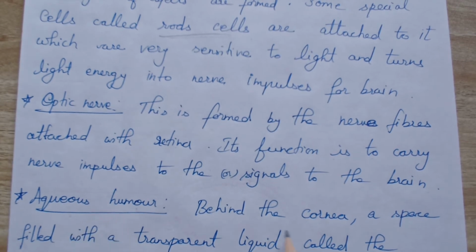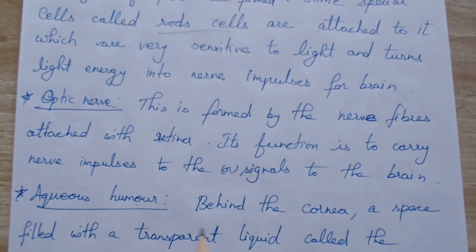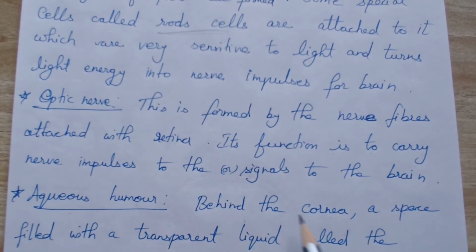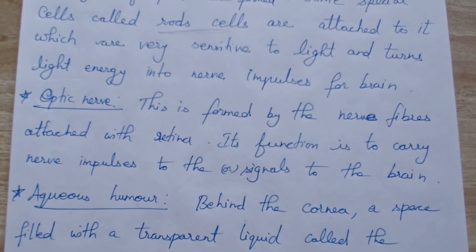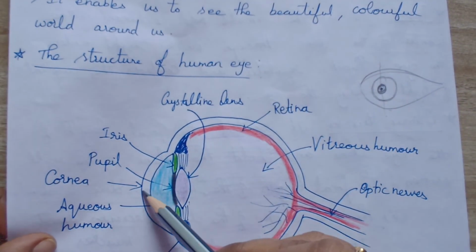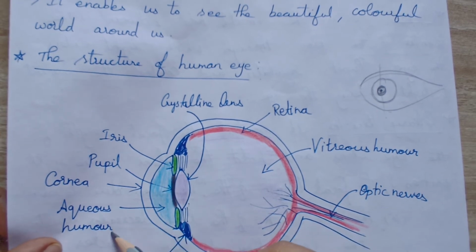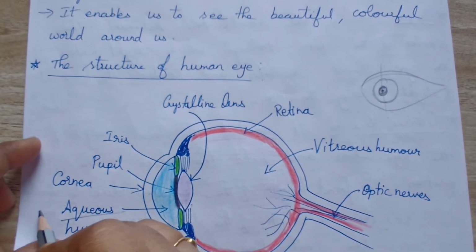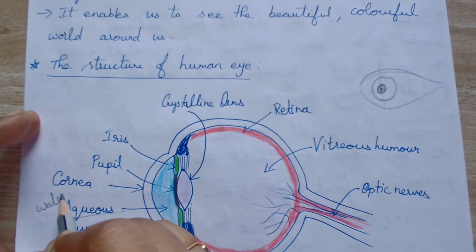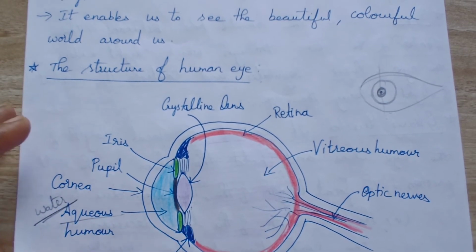Aqueous humor, you know that it is behind the cornea. The space behind the cornea is filled with a transparent liquid. Between the iris and the cornea, there is a space, right? That is filled with the aqueous humor. Why is it called aqueous humor? It is a water-like substance filled here, okay.